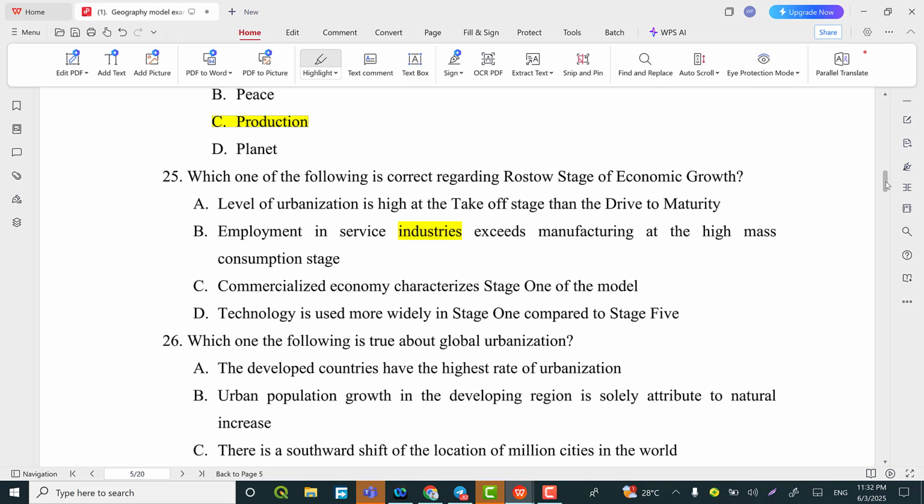B. Employment in service industries exceeds manufacturing at the high mass consumption stage. This is the answer. C. Commercialization economy is characterized by stage 1 of the model. No. Technology is used more widely in stage 1 compared to stage 5. No. So the answer is B.